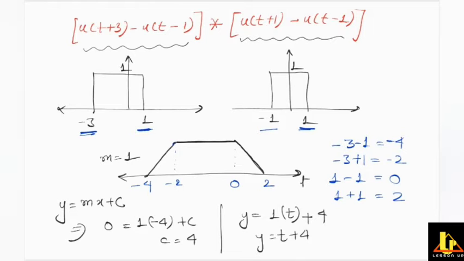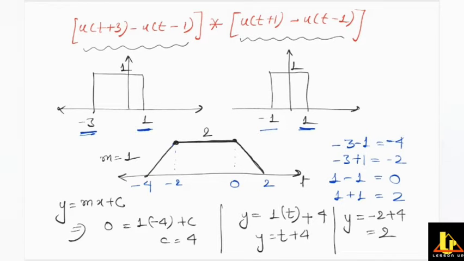Now what is the value of y at t is equal to minus 2? Value of y at t is equal to minus 2 will be minus 2 plus 4, this will be 2. So the amplitude will be 2 and since from this point to this point it is constant, you will get the same amplitude.